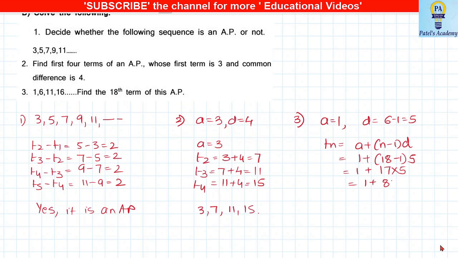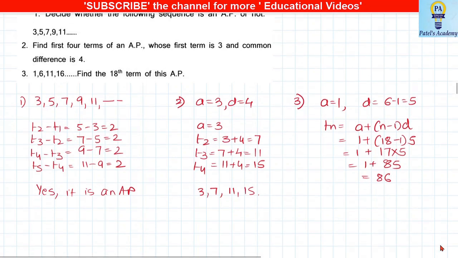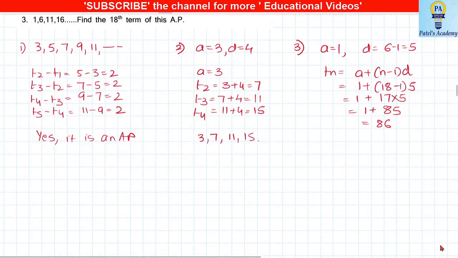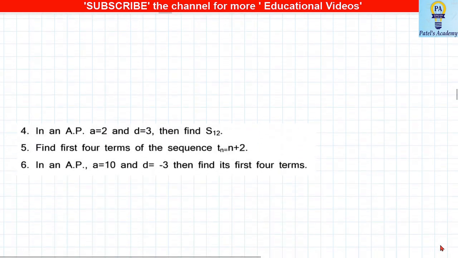Okay, sorry, 17 into 5, that is 85, that is 86. Okay. Now let's see the next one. The third sum we finished. Let's see the fourth one.